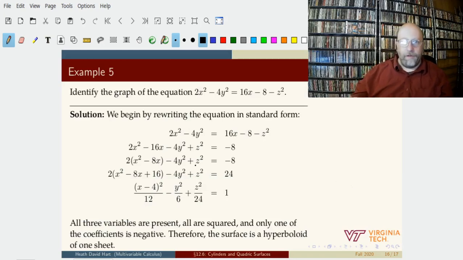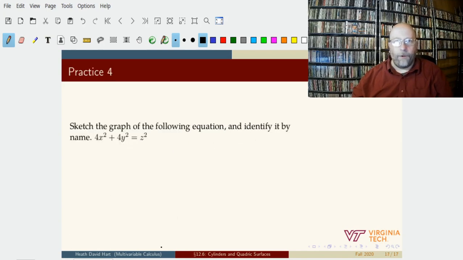So we'll go through these steps here. We rewrite the equation in standard form. All three variables are present. All of them are squared. Only one of the coefficients is negative. Those were the parts for the decision tree. And so the surface is a hyperboloid of one sheet. Okay? All right.